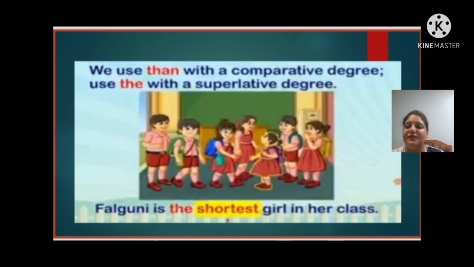Example, Falguni is the shortest girl in her class. See, the word the is there before the superlative degree, shortest. So children, remember that the word than will be used in comparative degree and the in superlative degree.